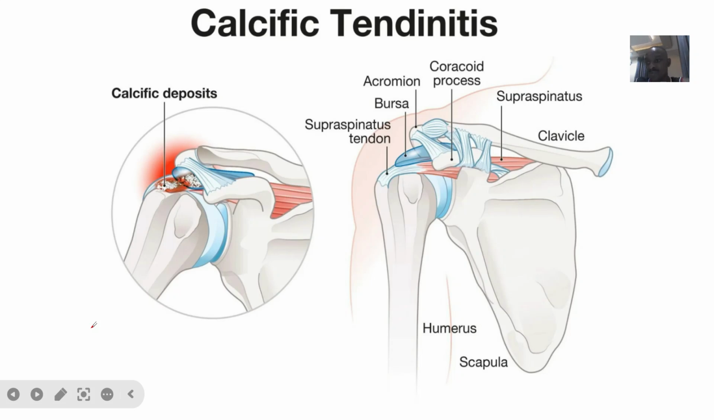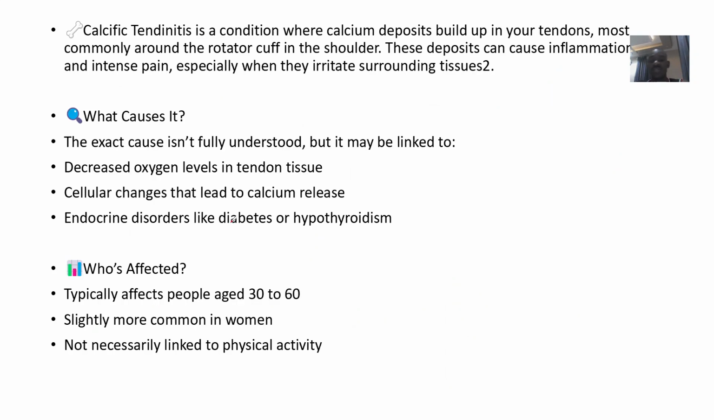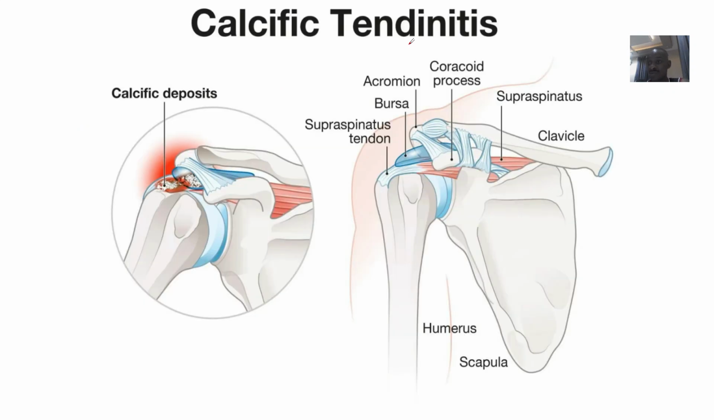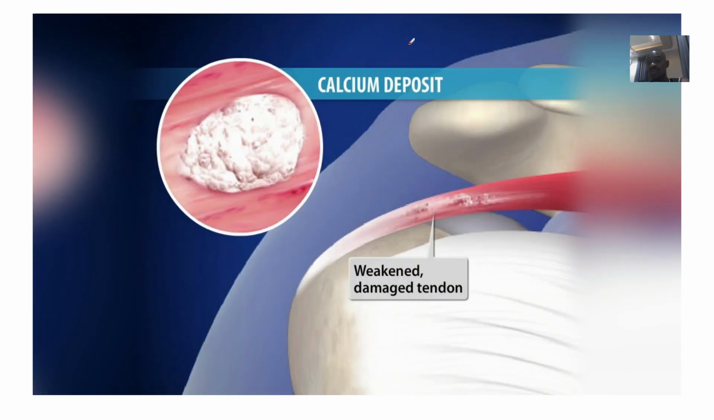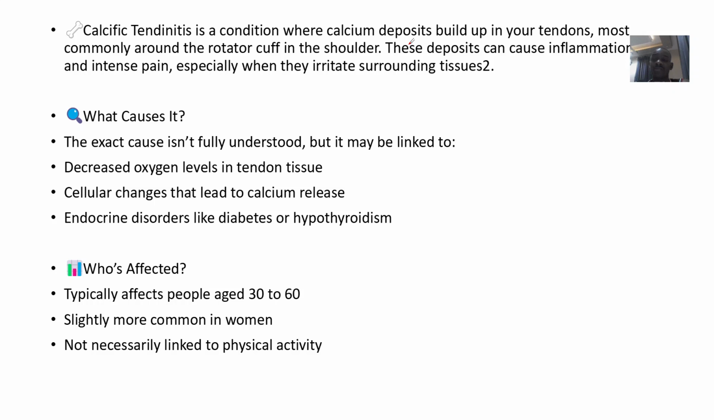Deposits of calcium. So it's just a condition where calcium deposits build up in your tendons. Most commonly, they build around the rotator cuff. We're not saying it's only at this place, but this is the most common location. You understand? At the shoulders.